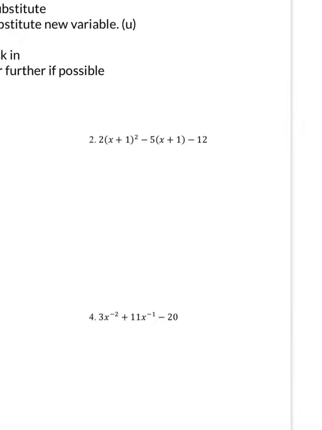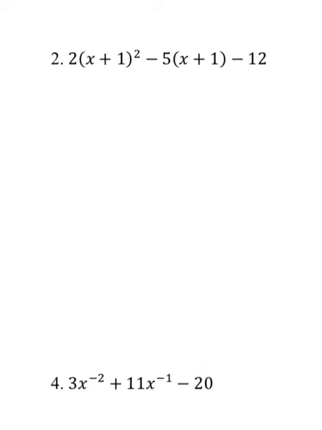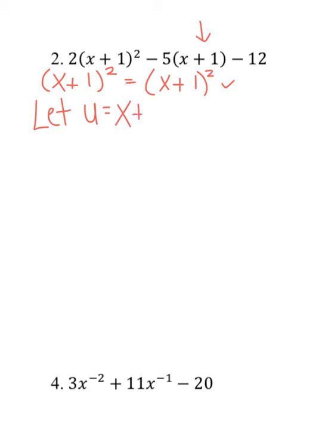Okay, number 2. So I look at my middle term without the coefficient, without the 5, and I have x plus 1. So I take x plus 1 squared, and I have to see, is that equal to the first expression that I have, which is x plus 1 squared? So it works. So because this works, you're going to write your let statement. So you're going to let u equal x plus 1, which is the middle term. If you want to put it in parentheses, you can. And then u squared is x plus 1 squared.